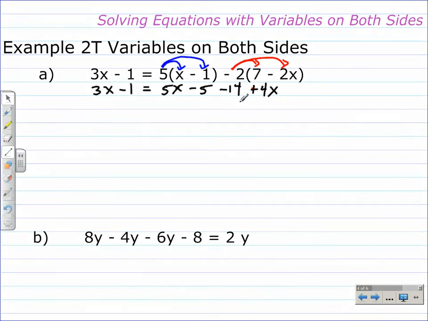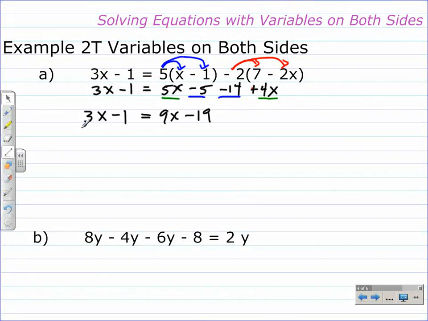On the right-hand side now, we have to gather or add like terms. So 5x and 4x are like terms, and so 5x plus 4x gives 9x. The other set of like terms is minus 5 and minus 14. So negative 5 take away 14 is negative 19. Bring down the equal sign, bring down the 3x minus 1. Now it's like the previous two equations we solved.